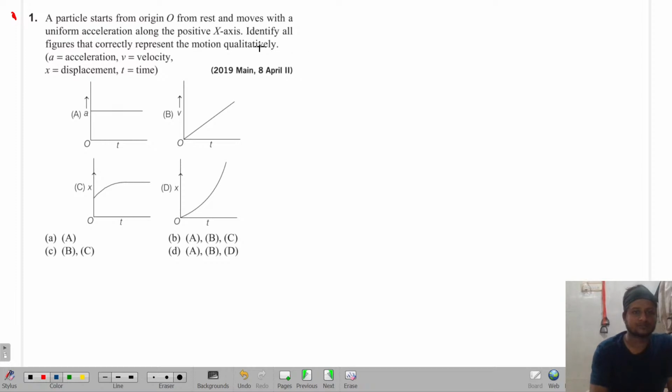So look over here. A particle starts from origin from rest. That means initial velocity will be equal to 0. It moves with a uniform acceleration after that. The second given quantity is that acceleration is constant, along the positive x-axis. Identify the figures that correctly represent the motion. So try to see whether a is constant or not. The first option is correct. This is acceleration, this is time. Acceleration is constant all the time. So the first option is correct.